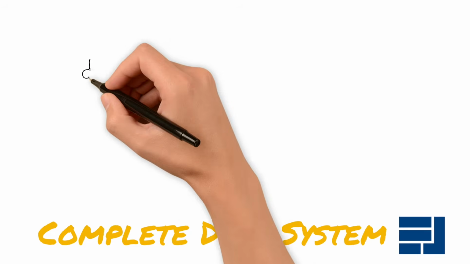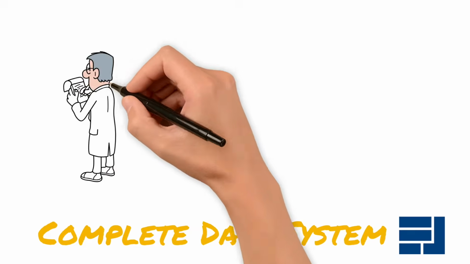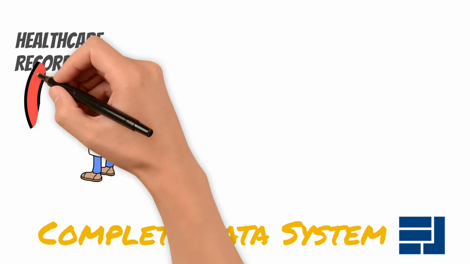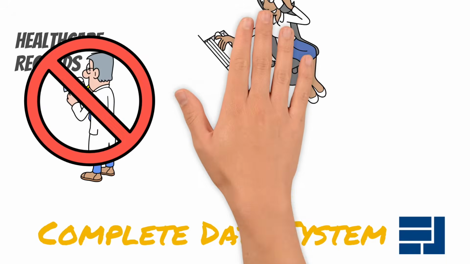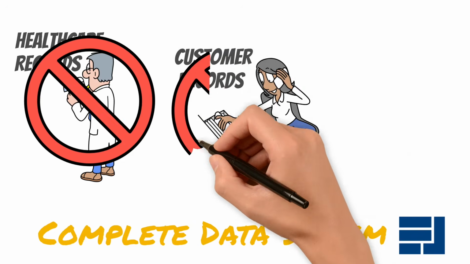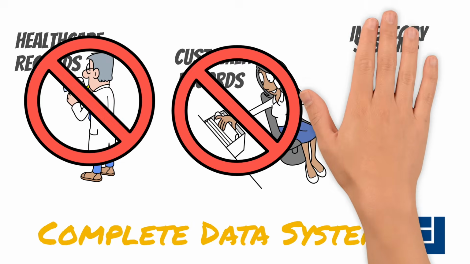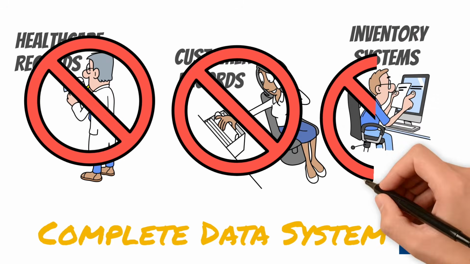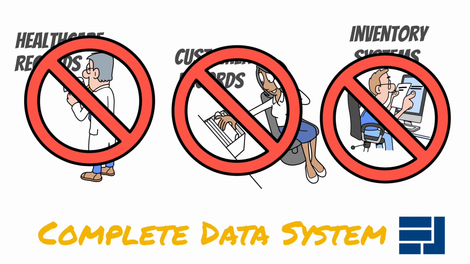Every data system has a certain set of problems that it solves. RLD One is no exception. Let's talk first about the problems that RLD One does not solve. RLD One does not target storing healthcare records. That's not what it does. For customer records, that's not what RLD One does either. It was also not designed to be an inventory system.